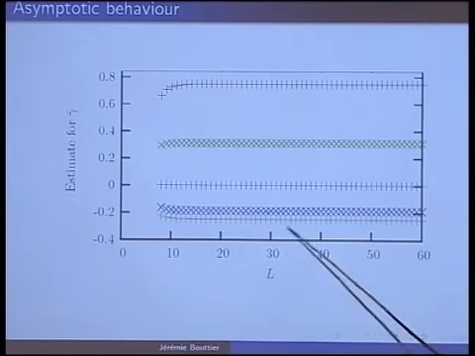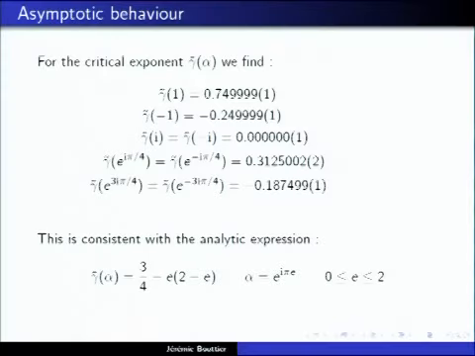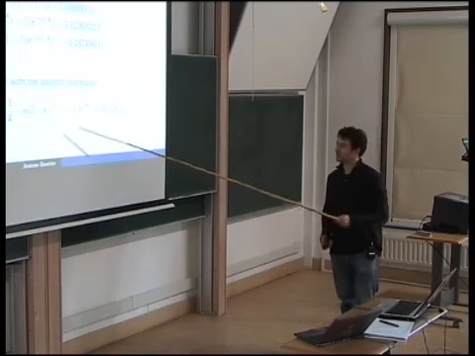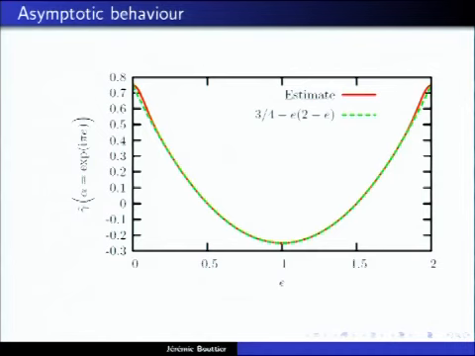So here are the plots, and you see that there is a very good convergence. This is consistent with this analytic expression, which is quite reminiscent of the Coulomb gas technique. So this is also a conjecture, and then you can try to show it some way. Here is the plot of the estimate versus the numerical data that we have.